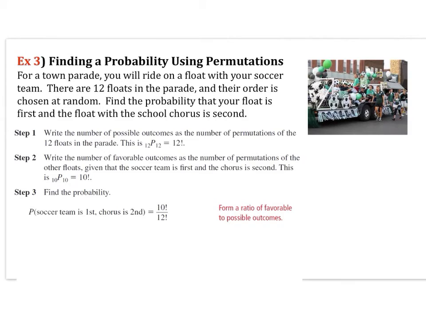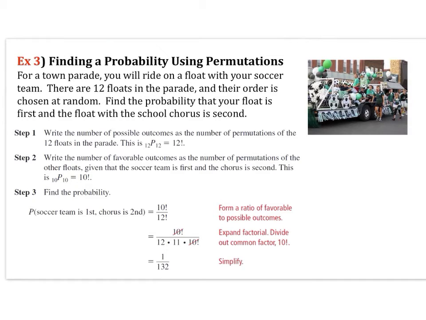Find the probability, so the soccer team being first, chorus being second would be 10 factorial divided by 12 factorial. So that's going to be 10 factorial divided by 12 times 11 times 10 factorial. You can stop at the 10 because the 10 factorials will cross out and divide each other out to be ones. So you have a 1 in 132 chance that the first float is the soccer team and the chorus is the second.